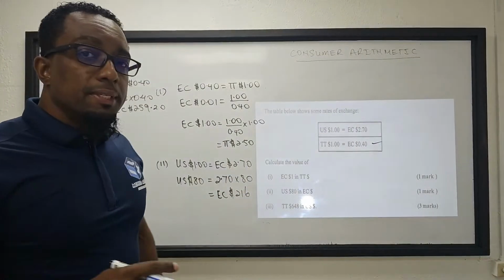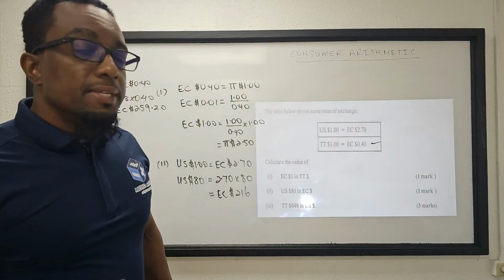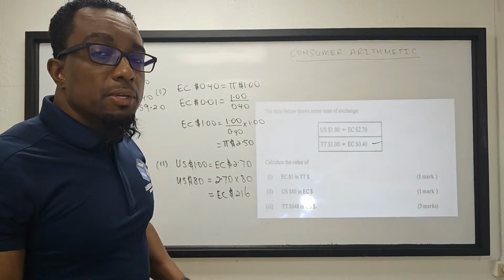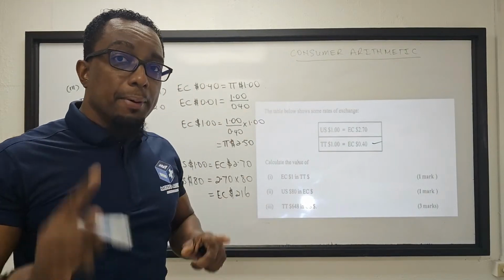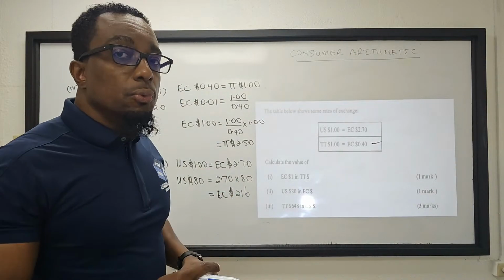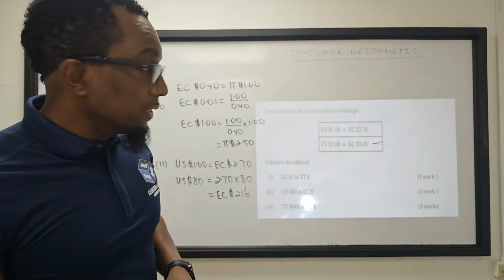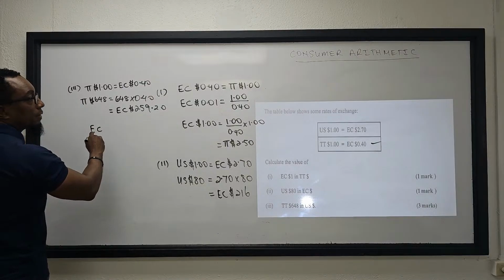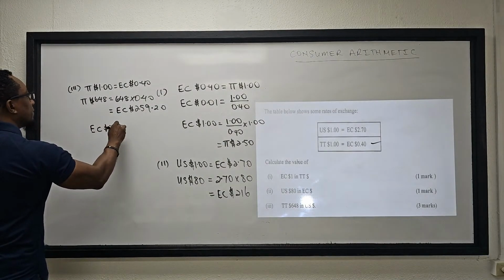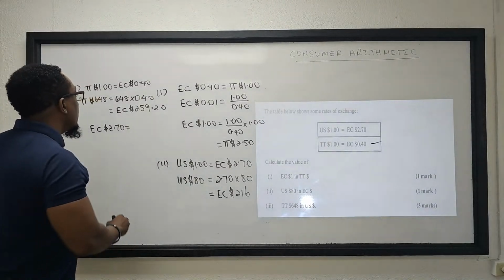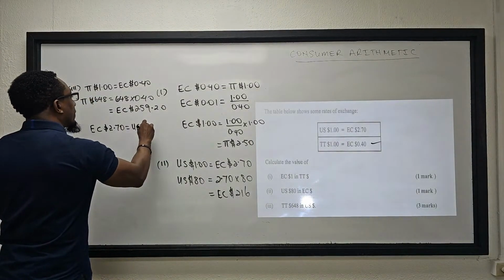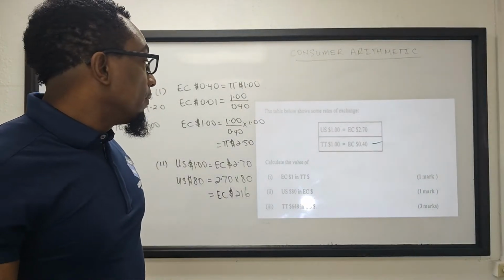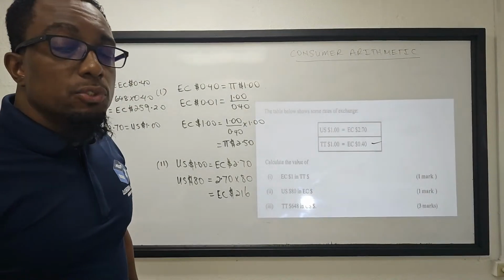So now that we know what TT $648 is equal to in EC, let's convert that amount to US. Again, we're using the relationship between US and EC. But remember, what you have to convert to is always on the right of the relationship. So we're going to start by stating here, EC $2.70 will be equal to US $1. Good? And therefore we can find for 1 EC and hence 259.20 EC.